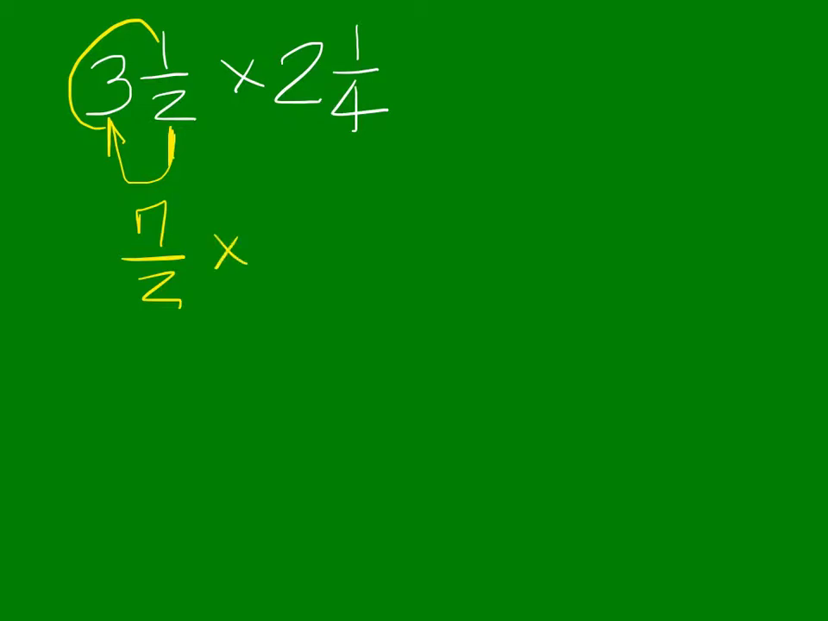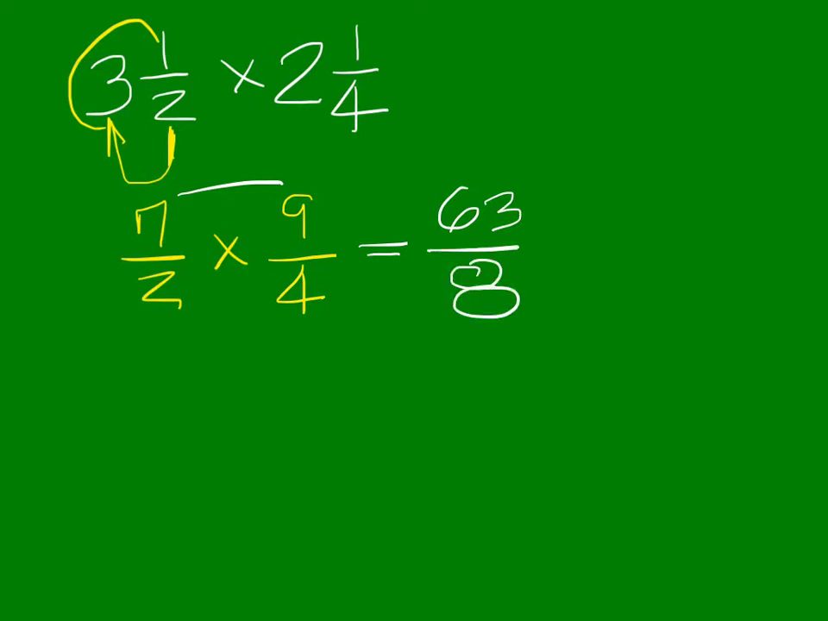What would the improper fraction be for this one? 4 times 2 plus 1 is what? Yeah, 4 times 2 is 8, plus 1 is 9. And what do I put it over? 4. Okay, to multiply, you just multiply the tops and the bottoms. So across the top, it's 63, and across the bottom, it's 8.